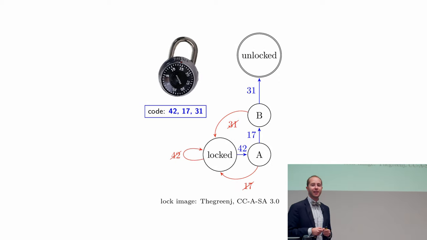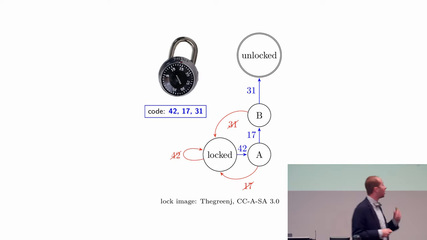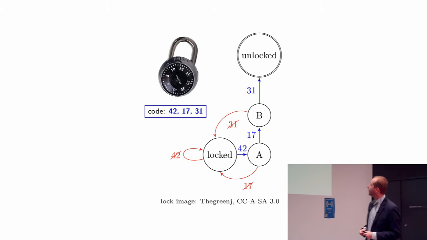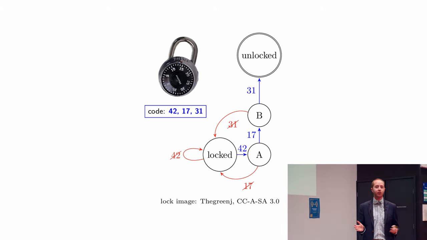Let's look at this concretely in terms of a familiar ordinary object. Take a look at this Master padlock. Here, the code is 42-17-31. Our goal is to unlock the padlock. This will be our accept or our success state. That's unlocked at the top, and we denote it with two rings around it.